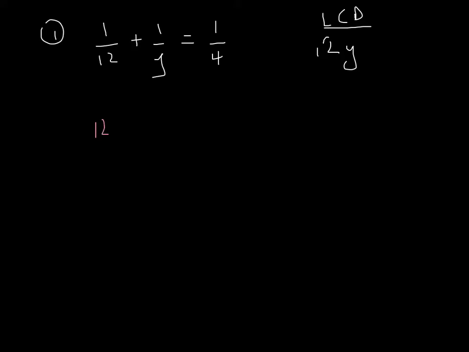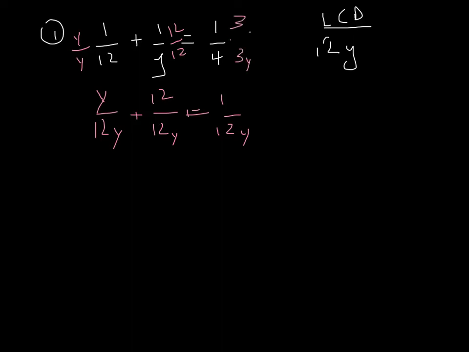So I'm going to rewrite this. And the question is, as always, what do you multiply the first one by to make 12 into 12y? Y over y. So 1 times y makes y on top, and we're done. What do you multiply 1 over y by to make 12y? 12 over 12. 1 times 12 is 12, and that's done. Finally, what do we multiply 4 by to make 12y? 3y over 3y.